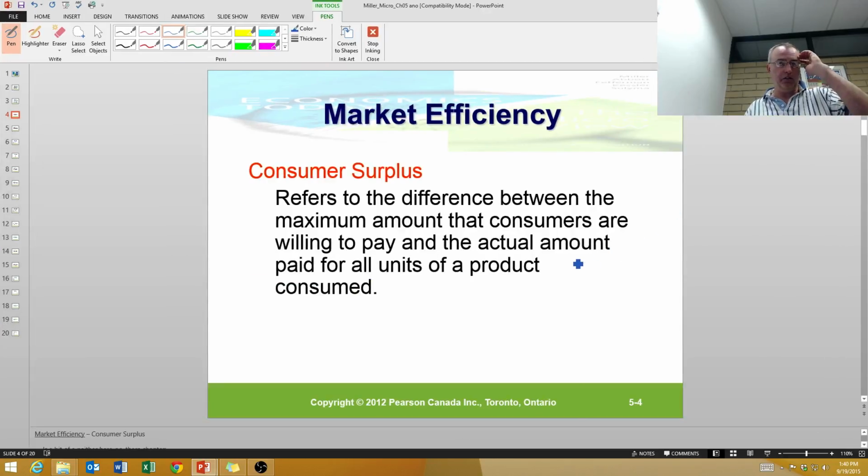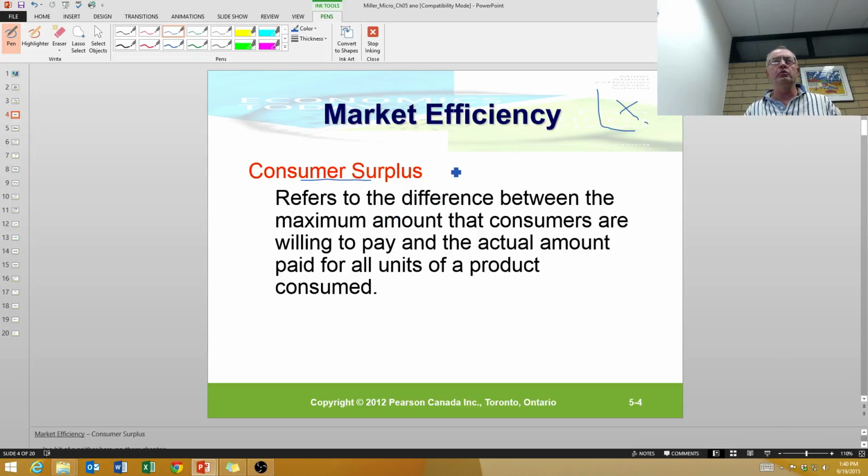Okay, so the first topic in this chapter is the concept of consumer surplus. And the book gives us a definition of consumer surplus. It's the difference between the maximum amount that consumers are willing to pay and the actual amount that they pay, based on the fact that there's only a single price in a market using our supply and demand curves, where the price is set by the forces of supply and demand.